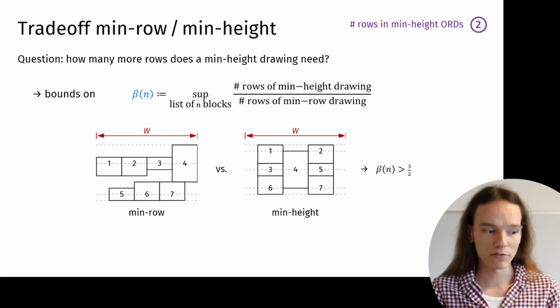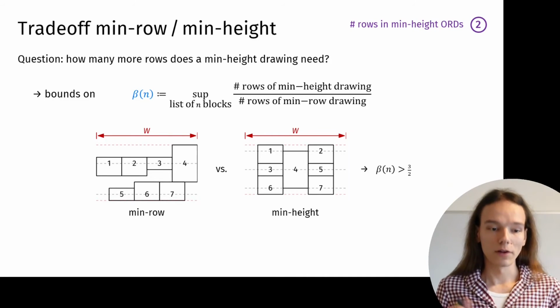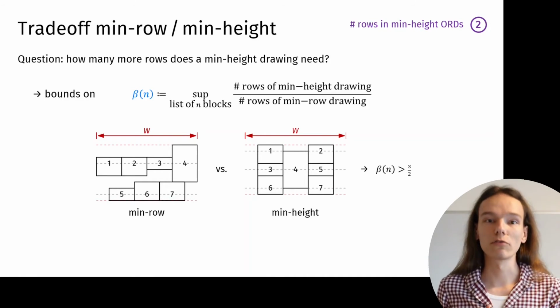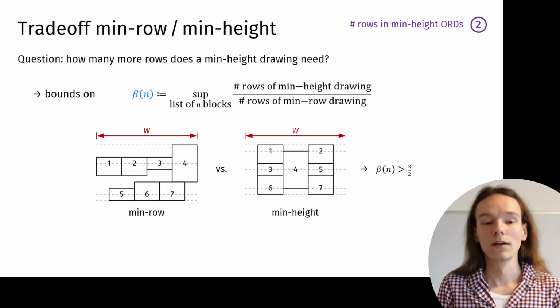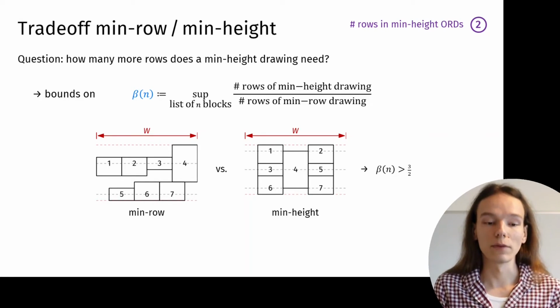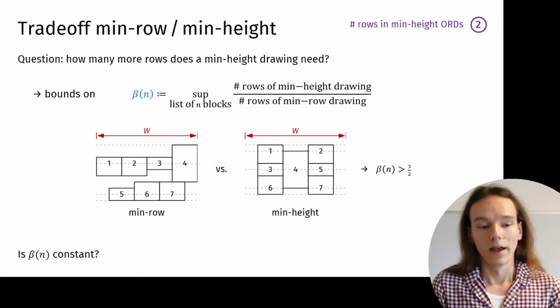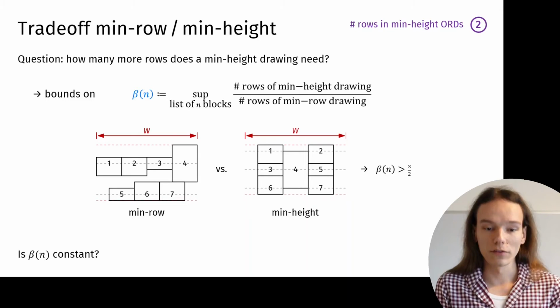As an example to illustrate this, we have two drawings here. On the left we have the min-row drawing. The min-row drawing has 2 rows. And on the right we have the min-height drawing with 3 rows. So this example shows that beta n is at least 1.5. And so the question is: is beta n constant?